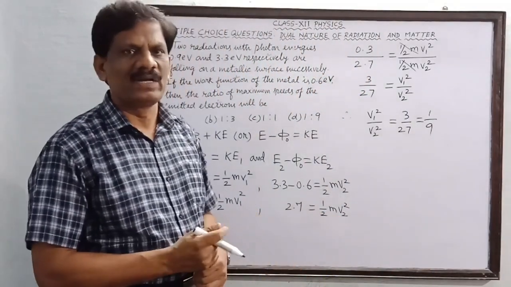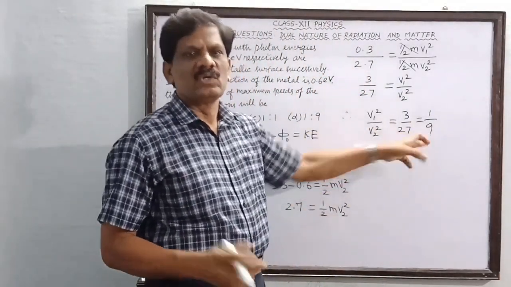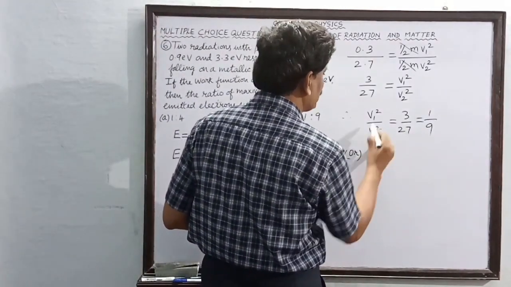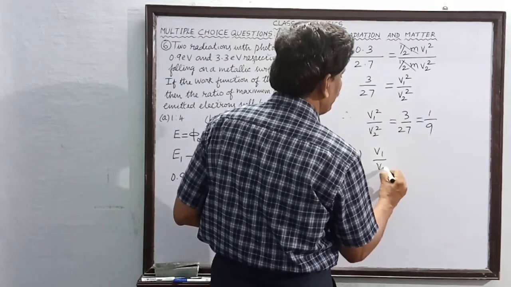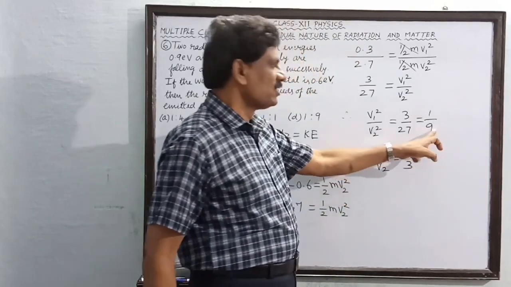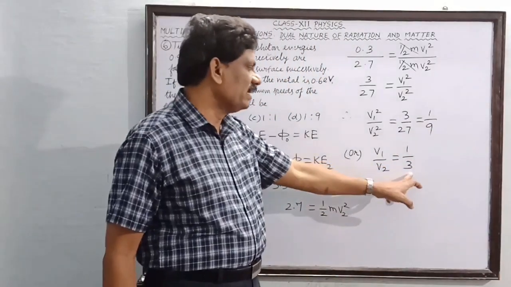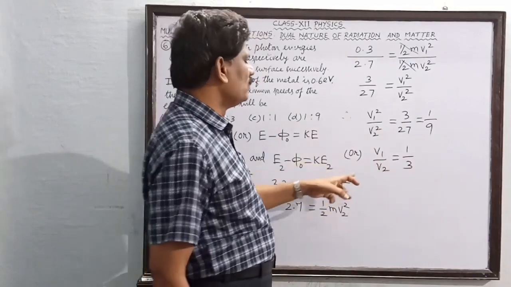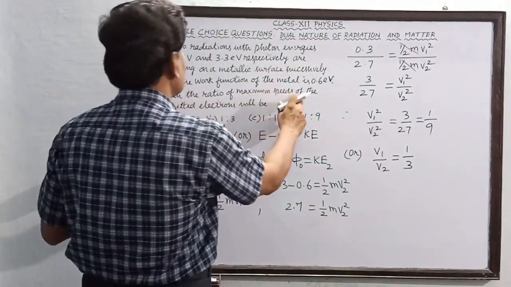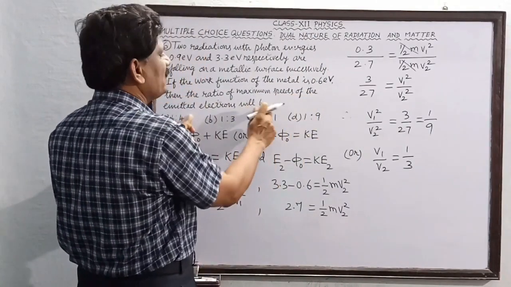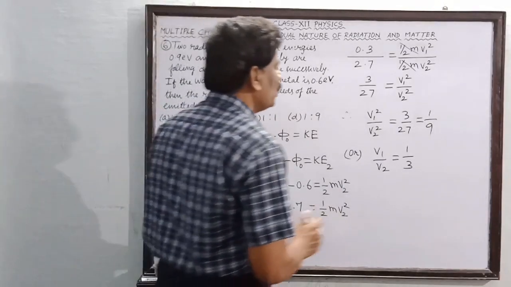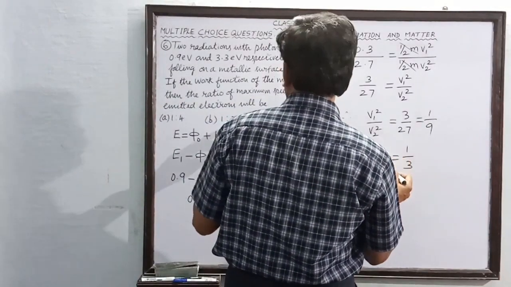9 is a square number, no? It is 3 square. So taking square root on both sides, the same equation can be written as v1 by v2 is equal to 1 by 3, because the square root of 9 is 3. So now you see, the ratio of the maximum speeds of the emitted electrons, V1 is to V2, is 1 is to 3.